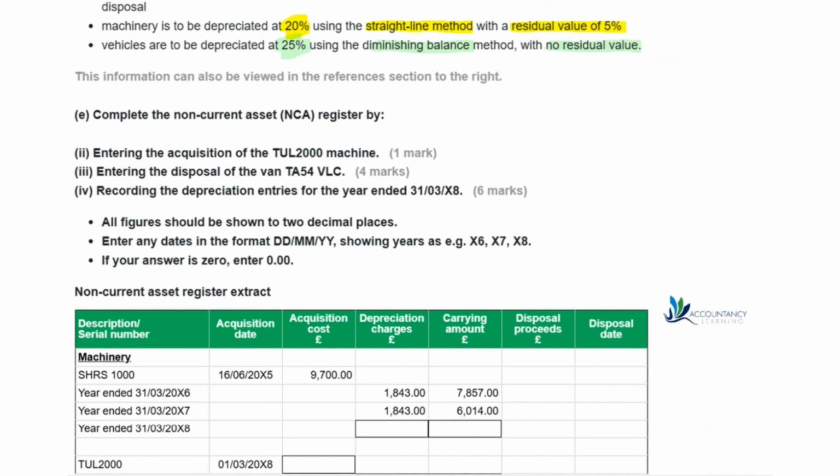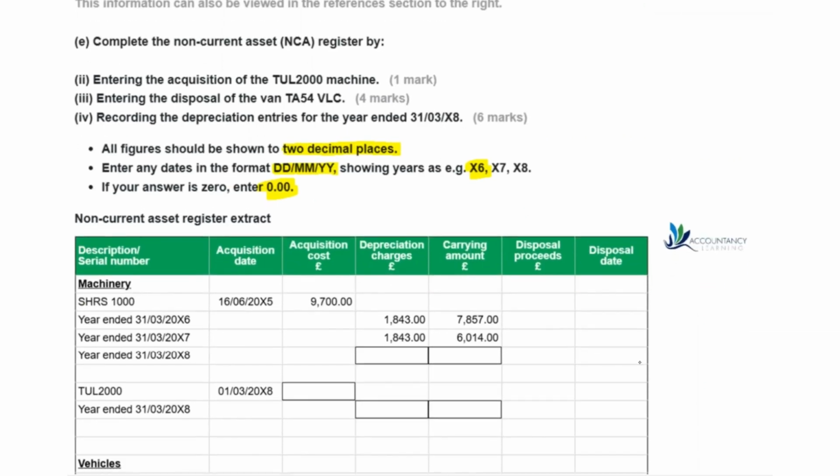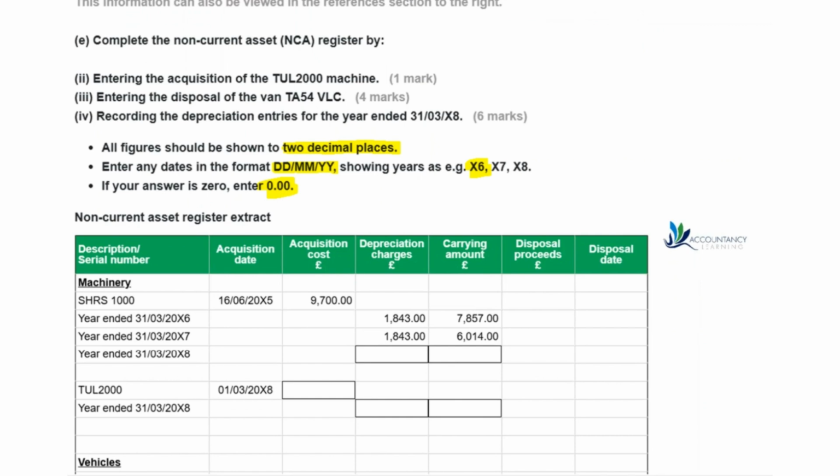So we now need to complete the non-current asset register. So we need to enter the acquisition of the TUL 2000 machine, the disposal of the van, and record all of the depreciation entries as well. We should be showing all of our answers to 2 decimal places, and then we've got a date format to follow with the years as well. And if we've got any 0 answers, then we need to enter 0.00. So let's go through them.